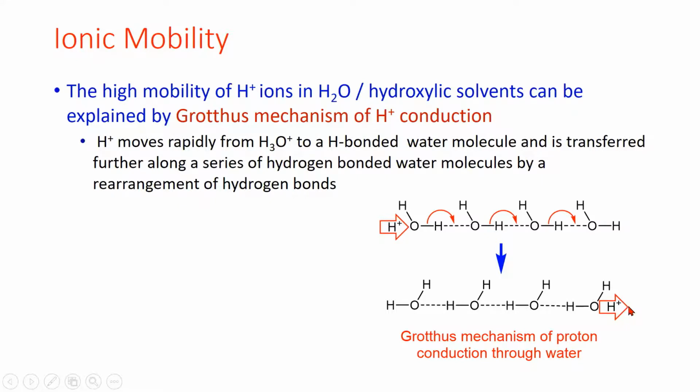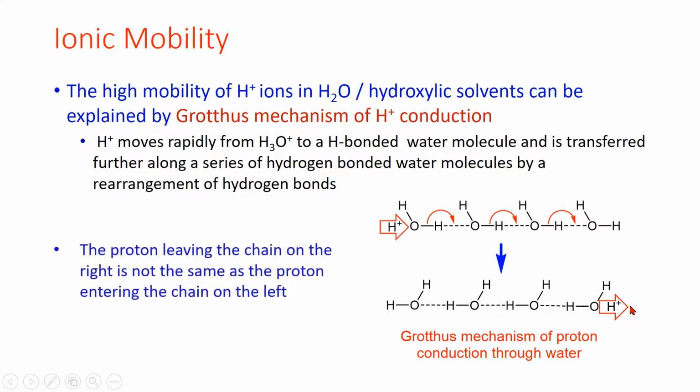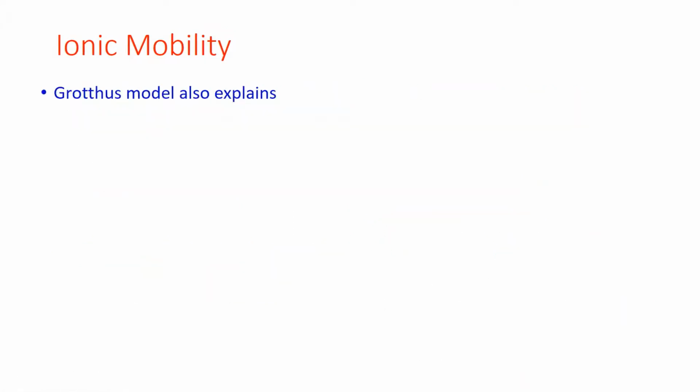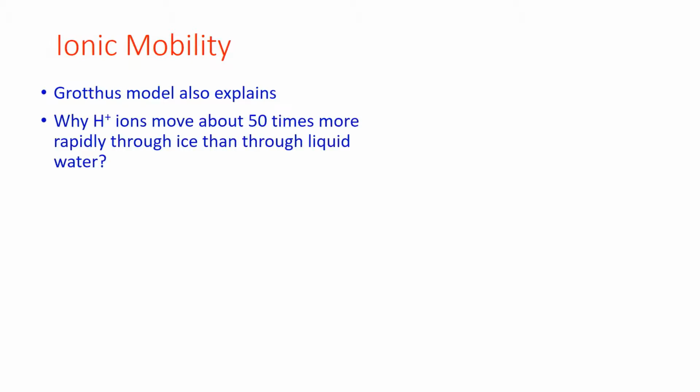Resulting in this situation, the proton leaving the chain on the right is not the same as the proton entering the chain on the left. Grotthuss's model also explains why proton ions move about 50 times more rapidly through ice than through liquid water.